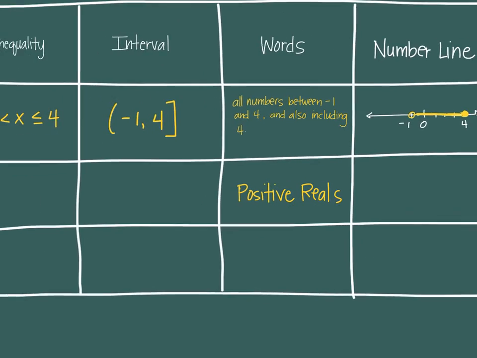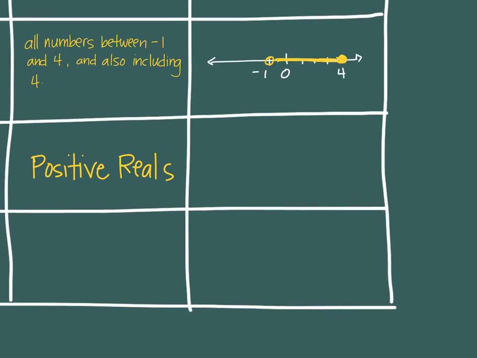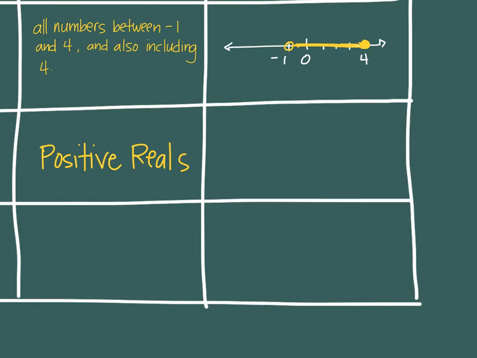All right, let's look at the next row. I've written words for you. We're going to see how that is. I've written the words positive real. So let's start with a number line. How do we draw positive reals? All right, well, here's our number line. Where should I put a circle?